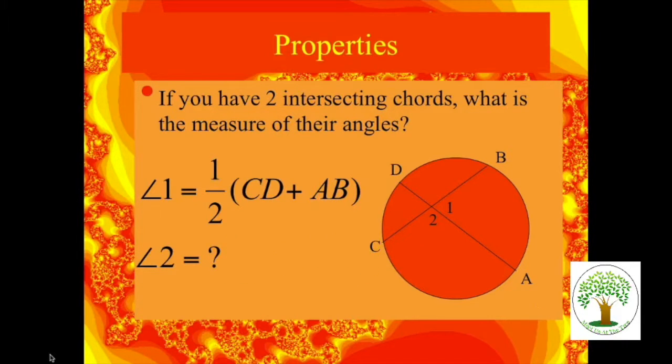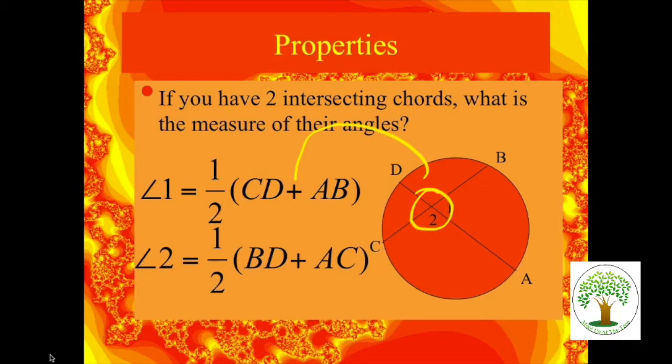I want to give you something to help you remember this. These things intersect on the inside. If they intersect on the inside, you're going to add to find their angle measures. In a moment, we're going to have some intersecting on the outside. You're not going to add, you're going to subtract. Okay? All right. I want to reiterate that this is on your Formula Madness.